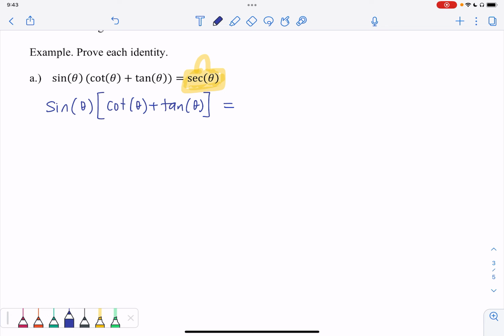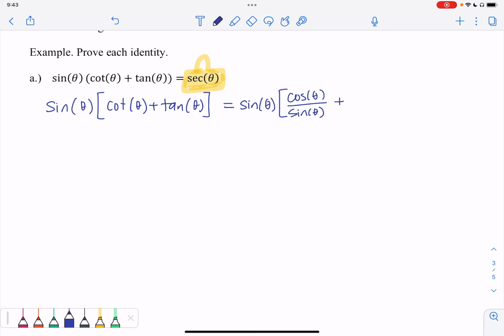Okay, so the first thing I'm going to do here, when I look at this, it's not entirely clear what to do. And that's part of this, right? The more you do, the better you'll get at them. But when I look at this, I don't just see the exact way I'm going to do every little step. But what I do see is that I don't have everything in terms of sine and cosine, and that can help me. So I'm going to write this as sine of theta times, and then I'm going to write cotan of theta as cosine of theta over sine theta.